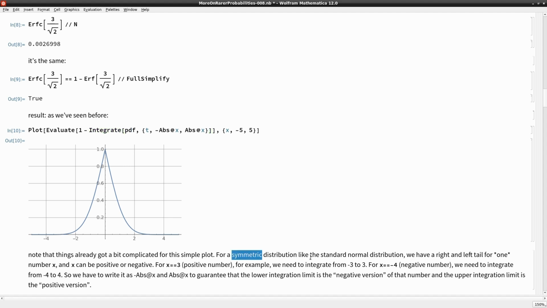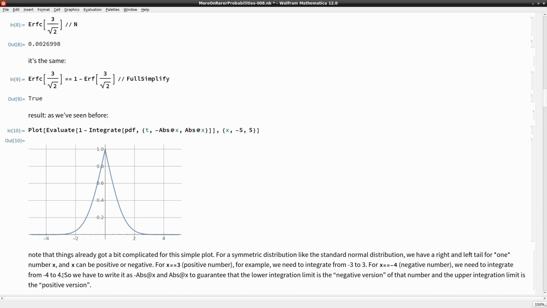For a symmetric distribution like the standard normal distribution, we have a right tail and we have a left tail for one number x. And x can be a positive or a negative number, and here we're plotting over positive and negative numbers. So let's say we mean the positive number x equals 3, that would be somewhere here. For example, then we need to integrate from -3 to 3, right? We're given one positive number, we need to integrate between the negative version of that number and the positive version of that number. But for a negative number, we have to do the same thing. Say we have x equals -4, we need to integrate from -4 to 4.